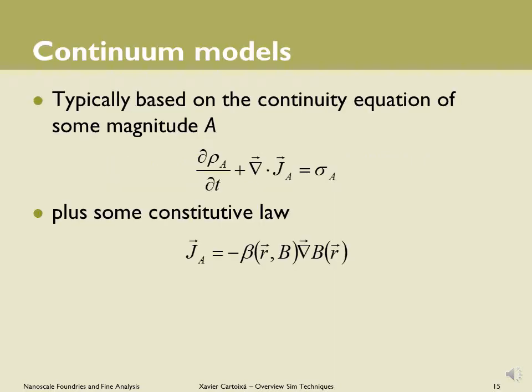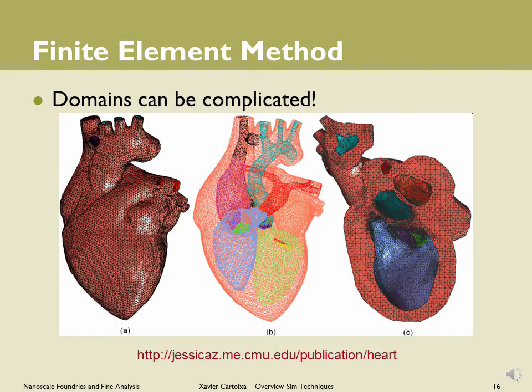Those are based typically on the continuity equation of some magnitude. This magnitude can be number of particles, momentum, mass, or charge, plus some law that relates fluxes with gradients of some generalized force. So for example, gradients of temperature drive heat, gradients of chemical potential drive diffusion current, etc. Thanks to the finite element method, we can treat very complicated domains.